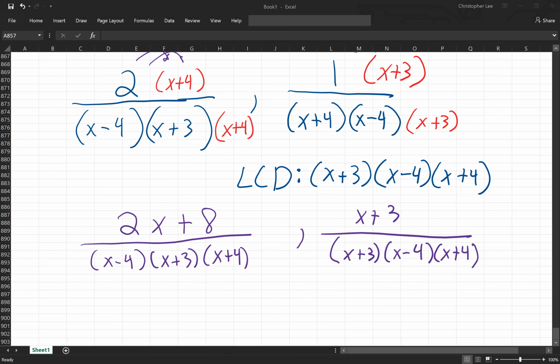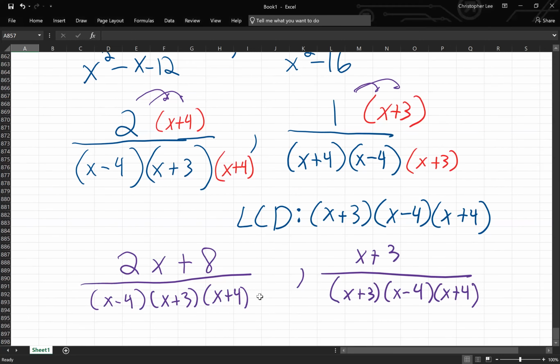It's whatever's missing, right? So the idea here is I want to turn each denominator into the LCD. So in the first one, I had the x minus 4 and the x plus 3, but I was missing the x plus 4. So that's what I multiplied it by. And in the second one, I had the x plus 4 and the x minus 4, but I was missing that x plus 3. That's what I multiplied that by. So that's the idea.